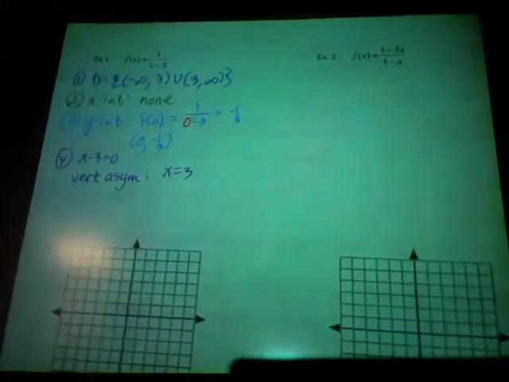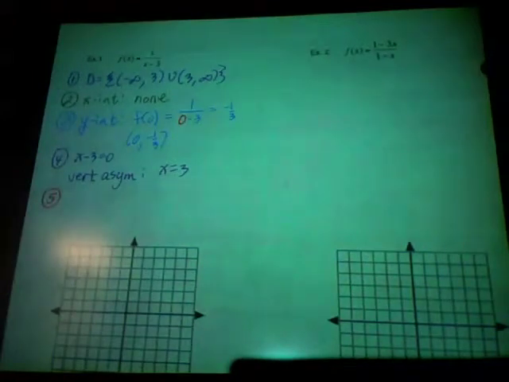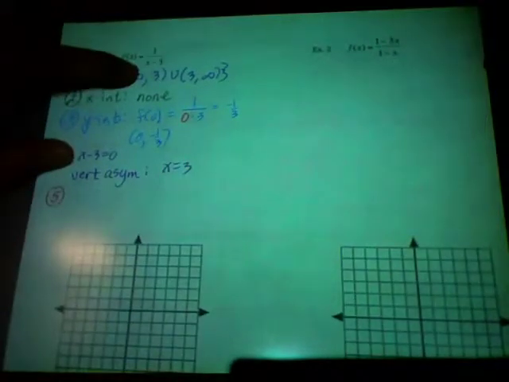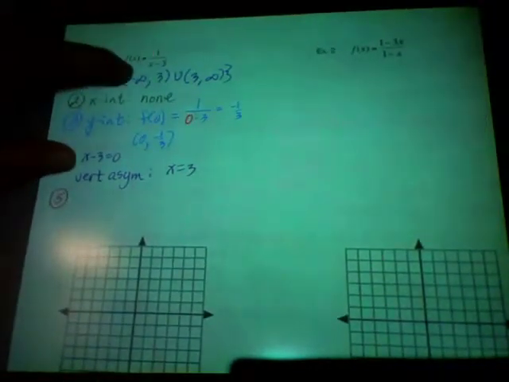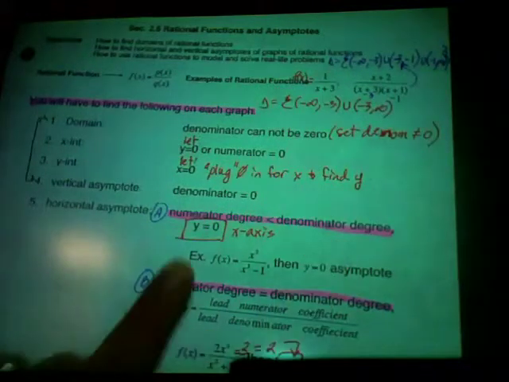And then what is our fifth thing? Okay, so horizontal. What is the degree of the numerator? 0. What is the degree of the denominator? If you don't have any variables in the numerator, that's why it's 0. What's the degree of the denominator? 1. 0 is less than 1, isn't it? So according to what you have on this side, we have our numerator is less than our denominator. So what's your asymptote? Y equals 0. So put here for your notes, numerator is less than your denominator. Y equals 0 for your horizontal asymptote.